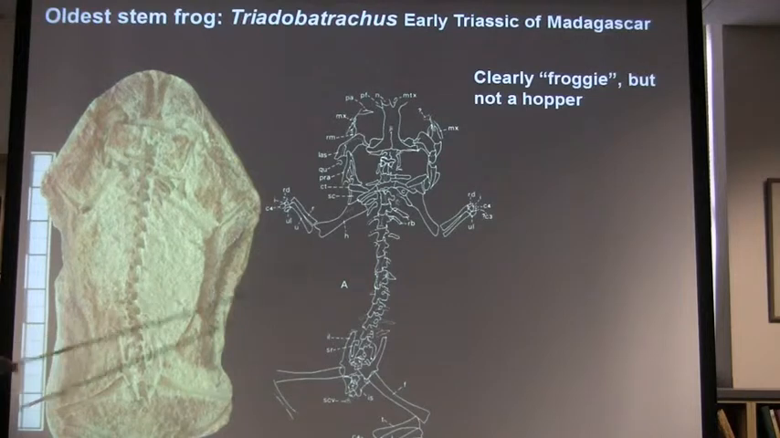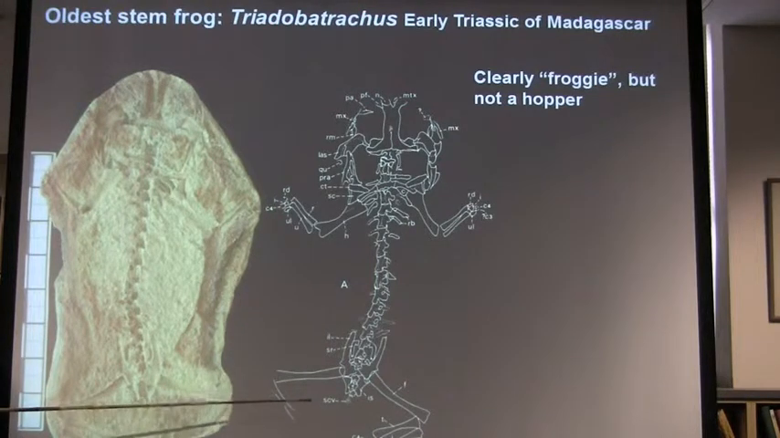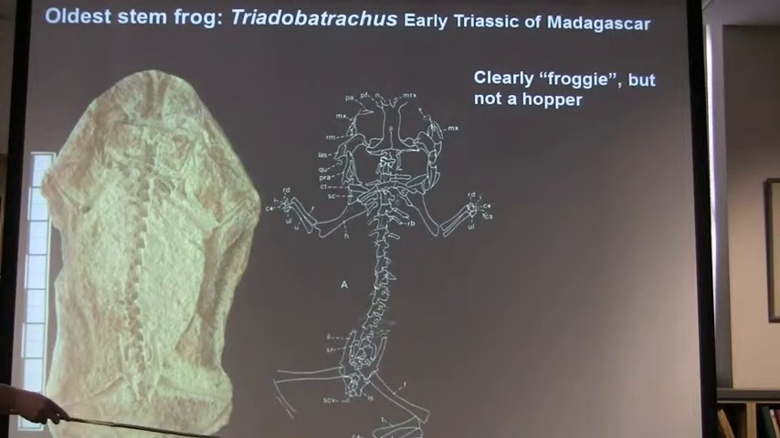It's got an extended vertebral column. It does have these anteriorly inclined ilia, but it lacks a lot of the extension here in the tibiale and fibulare characteristic of hopping frogs. That doesn't arise until the Jurassic.